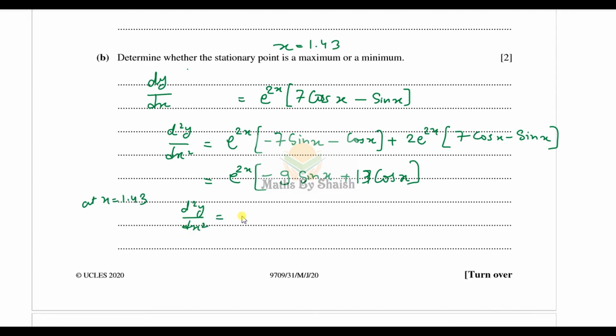I'll check it from the calculator: two times 1.43, and then minus 9 sine of 1.43 plus 13 times cos of 1.43, and the answer is minus 123.743 and so on, which is of course less than 0, and hence this stationary point is a maximum.